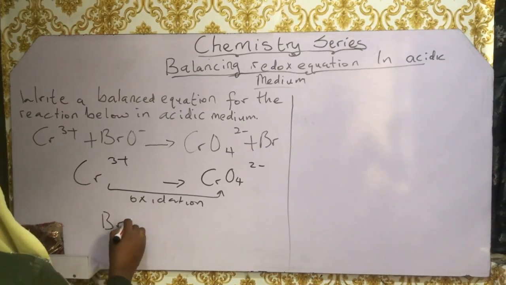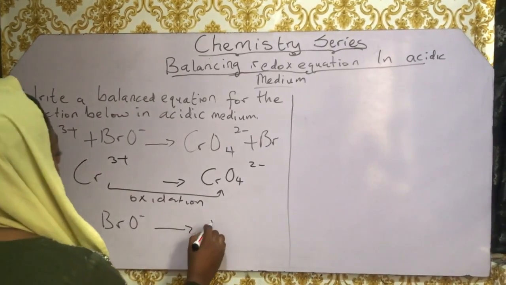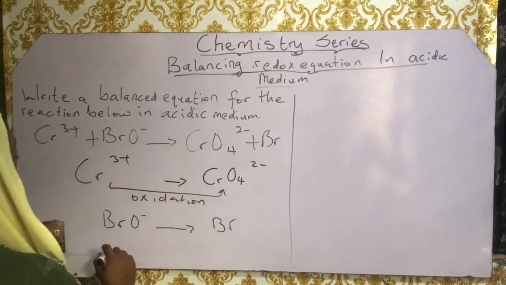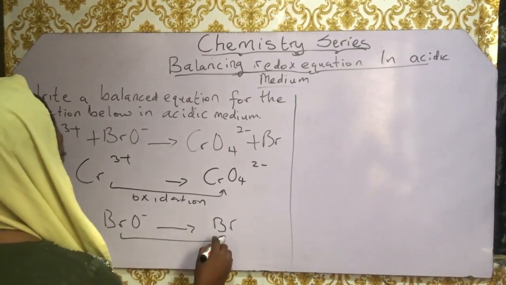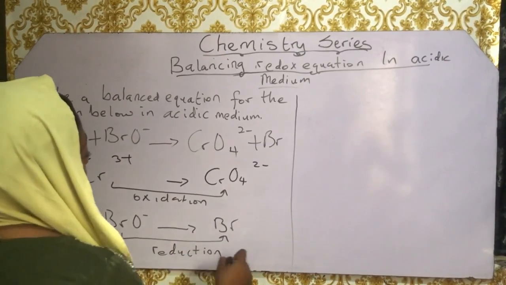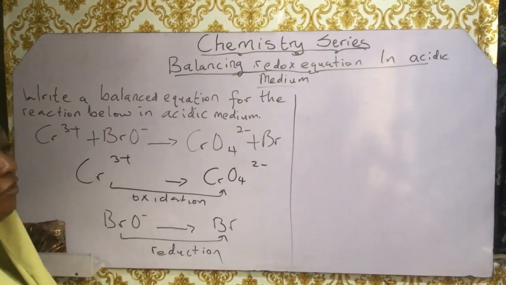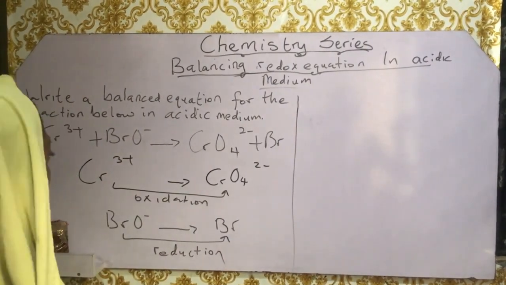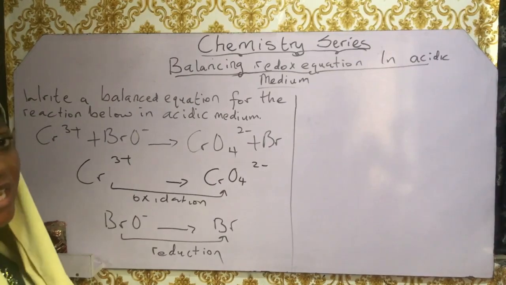Now we have BrO- changing to Br-. We can see that oxygen has been removed. We can say this is reduction. Now we have written the two half reactions and we have identified the reduction and oxidation. Then we have to balance the half reactions.